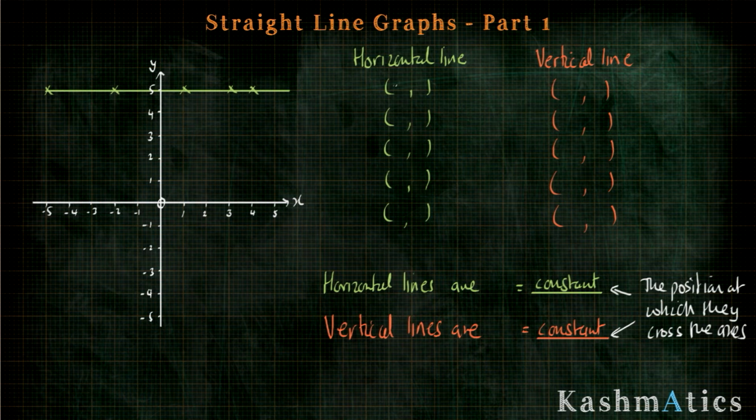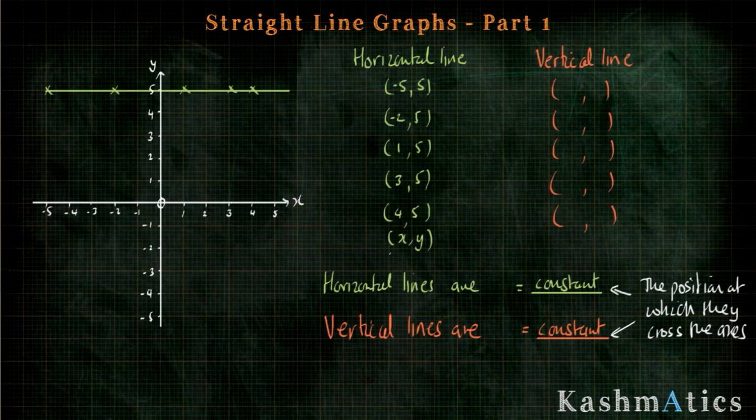So the first one, starting from the left, is minus 5, 5. The second one is minus 2, 5. The next one is 1, 5. And then we have 3, 5. And finally 4, 5. Okay, and remember the coordinates go x, y.